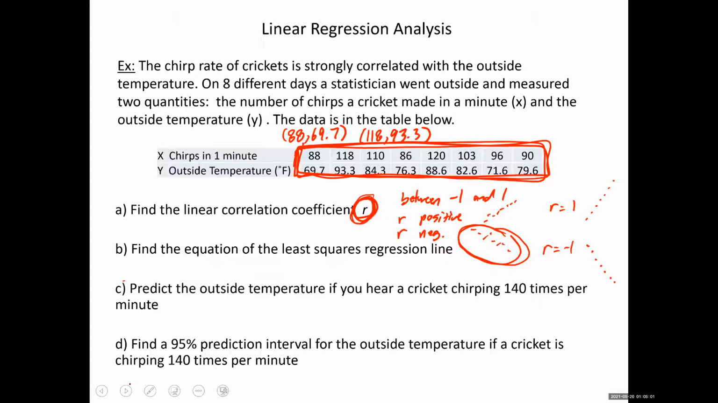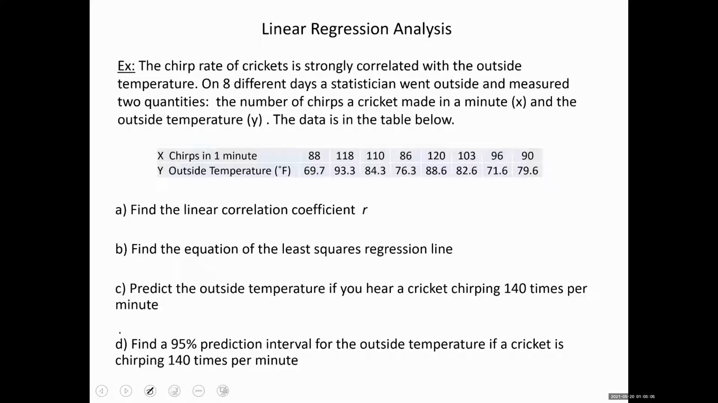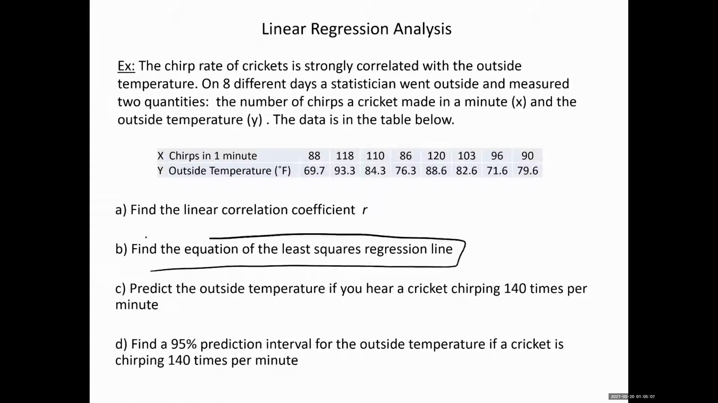Then the next question is to find the equation of the least squares regression line. Remember, it turns out that for any scatter plot, and again, I'm not going to have you make a scatter plot, but if you were to make it, there's a line that's as close as possible to the data, whatever that means. We'll talk about what that means in a minute.